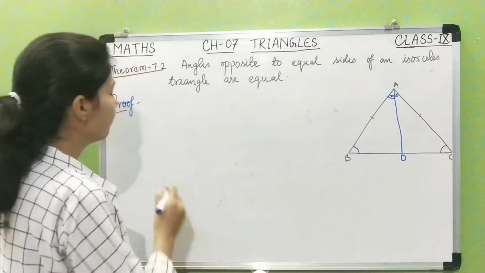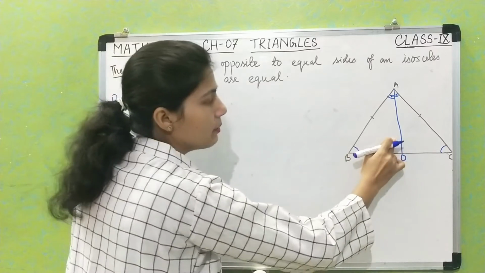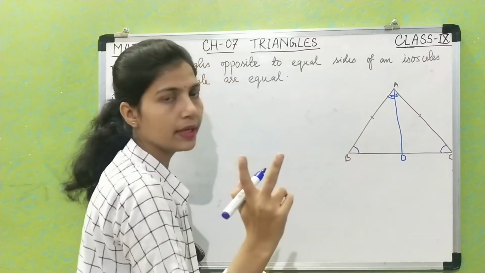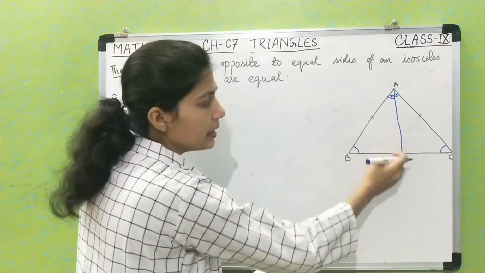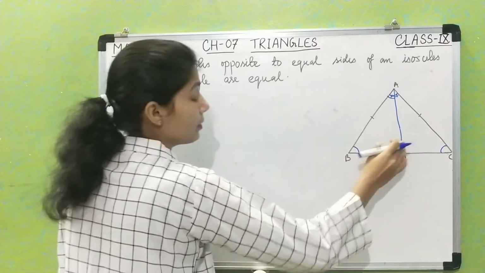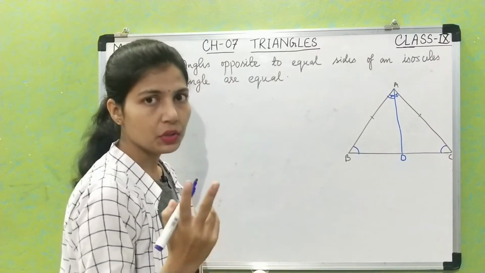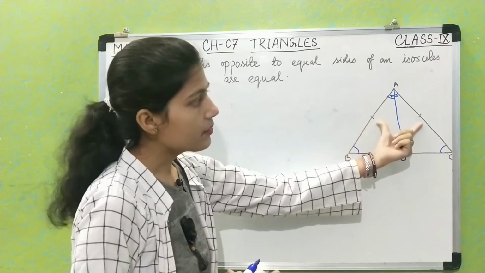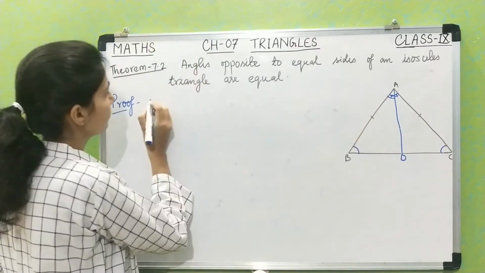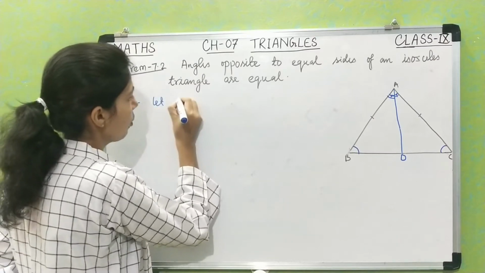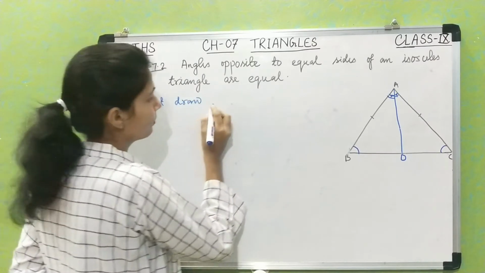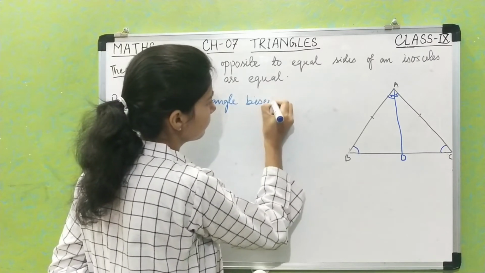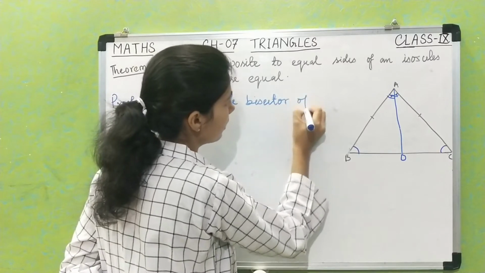Okay, now see, now this angle bisector has divided this triangle in two triangles, ADB and ADC. So we will consider here, because for congruency we need two triangles. Okay, so this angle bisector has divided this triangle in two parts. So let's draw angle bisector of angle A.